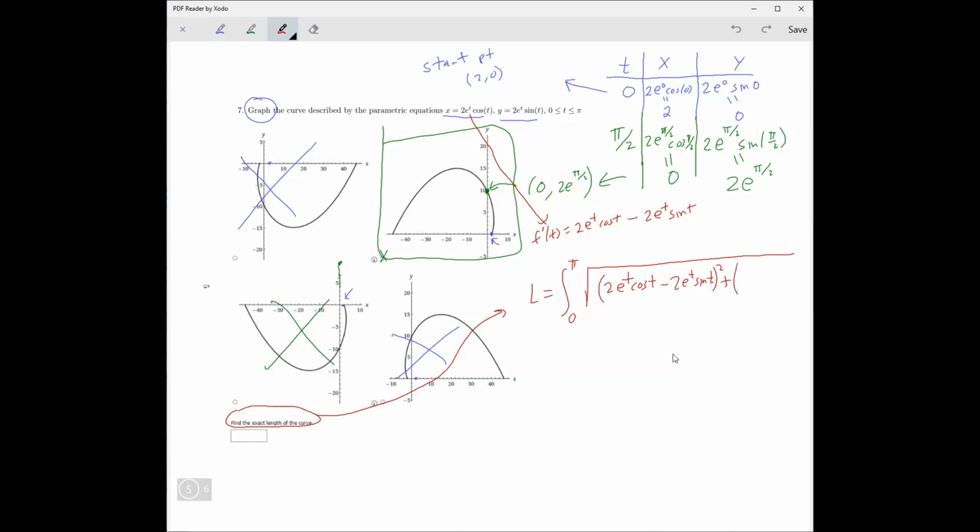Oh dear, we're running out of space. Now the second part is going to be, let me do this in a different color. g prime of t, that's the derivative of all that. So that's 2 e to the t sine t plus 2 e to the t cosine t. So this is the derivative of e to the t times sine t, and then this one is 2 e to the t times the derivative of sine t, which is cosine t. So we have 2 e to the t sine t plus 2 e to the t cosine t, and that's all squared as well.